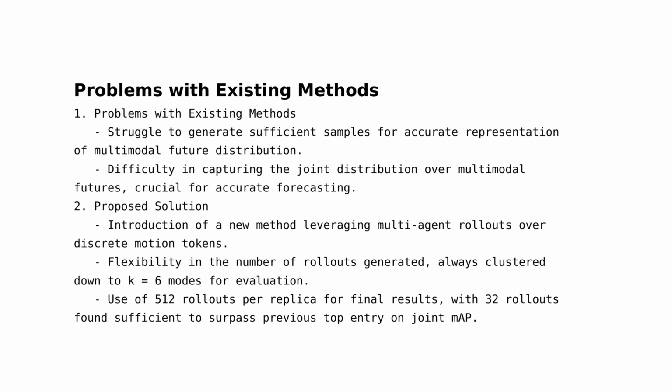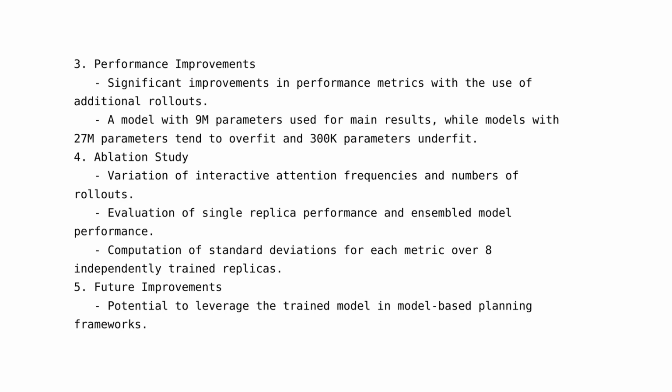This approach allows for a more comprehensive representation of the joint future distribution. The number of rollouts generated is varied, but they are always clustered down to k=6 modes for evaluation. The method uses 512 rollouts per replica for final leaderboard results, but it has been found that even 32 rollouts are sufficient to surpass the previous top entry on joint mAP. The proposed method has shown significant improvements in performance metrics, which generally increase as additional rollouts are utilized.